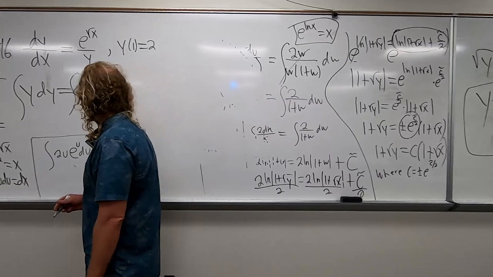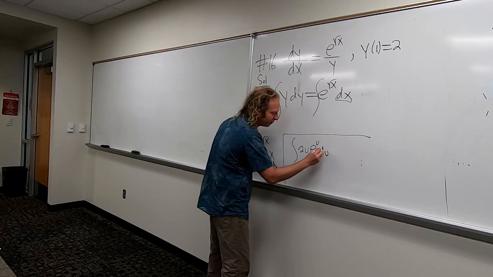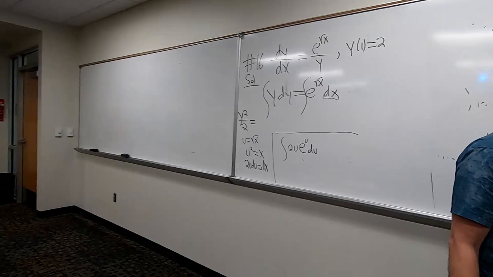So 2u, it looks really weird. Let me make the du smaller. There we go. Okay, so there's a couple ways to do this. You might be thinking integration by parts. That would work, certainly, right? I'm going to avoid integration by parts and show you an easier way, okay?